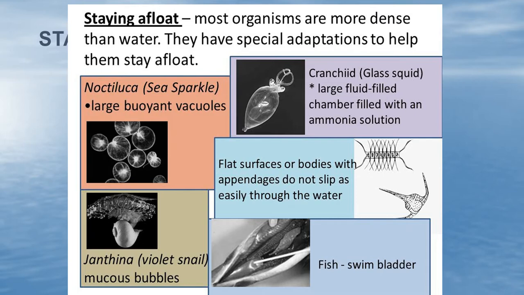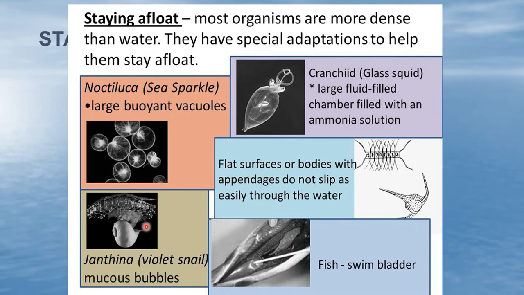So we can see here, we have this sea sparkle right here, that has these vacuoles inside of them, and it gives them buoyancy. Sometimes those vacuoles can be gases from inside them. Sometimes they could be air bubbles, basically, that will cause them to float.